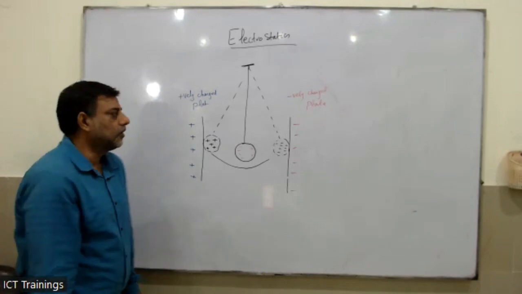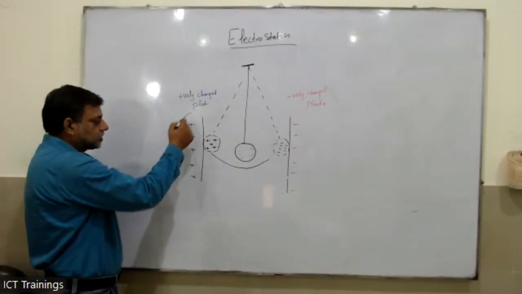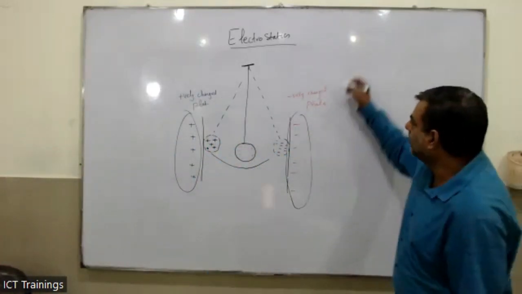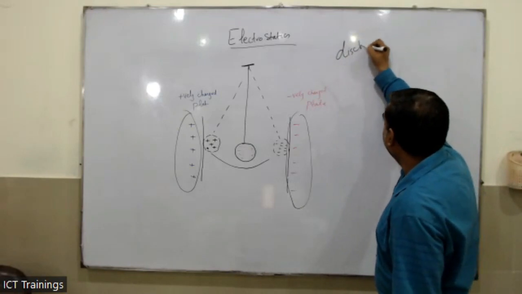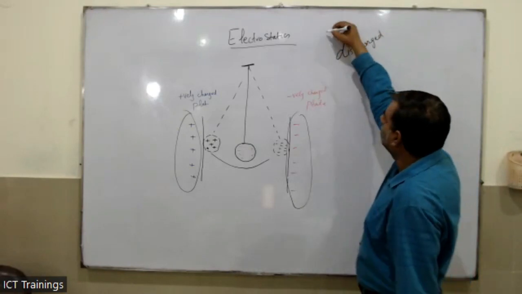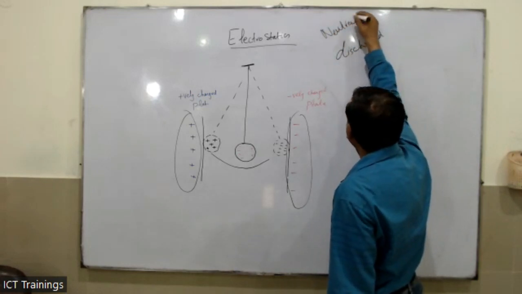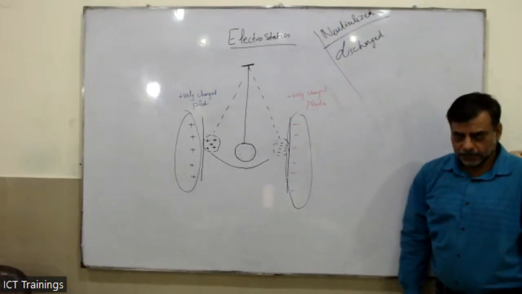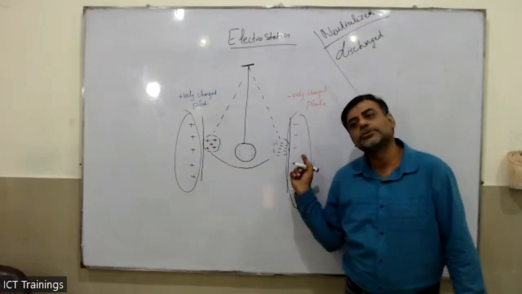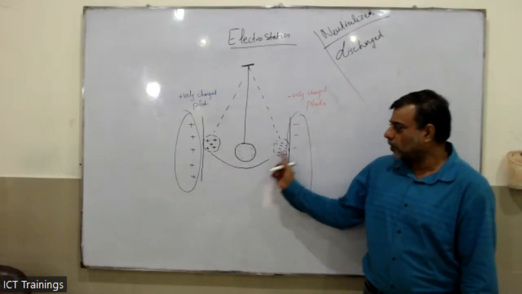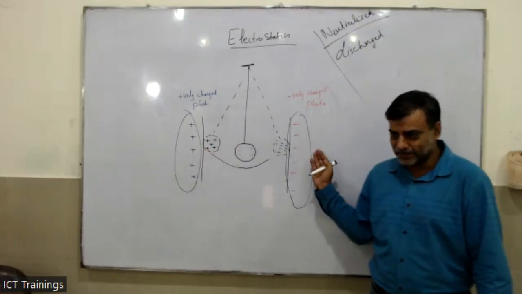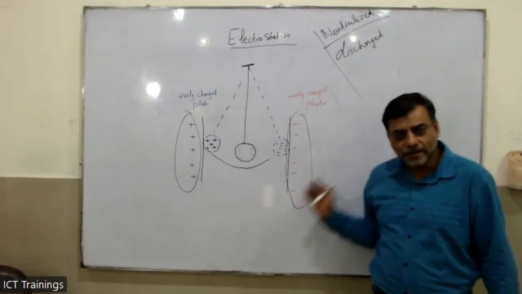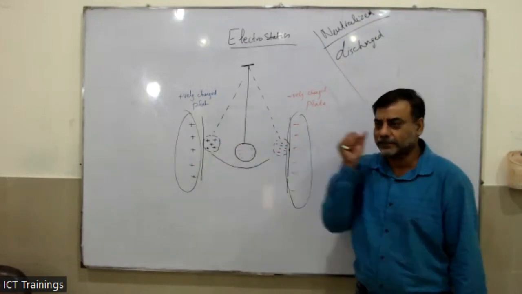What will be the result of this activity? Ultimately, the charging on these two plates will be discharged, neutralized. And then this ball is going to stop in between. So this ball is actually behaving like a lift, carrying the charges from one plate to another, taking from the other to the first one. And it is swinging and touching the two plates and the ground.